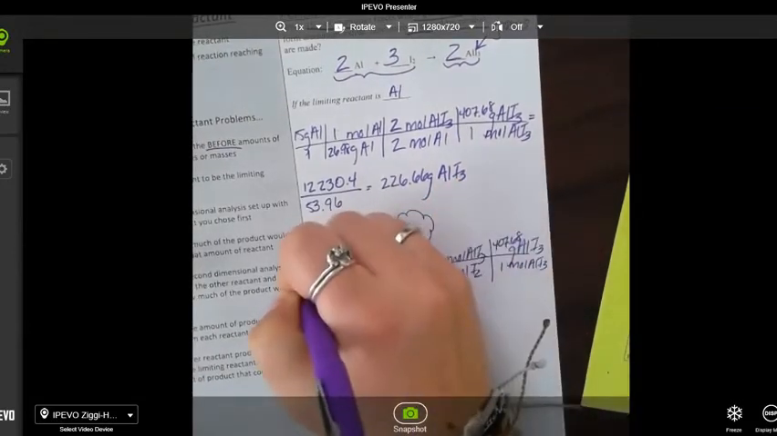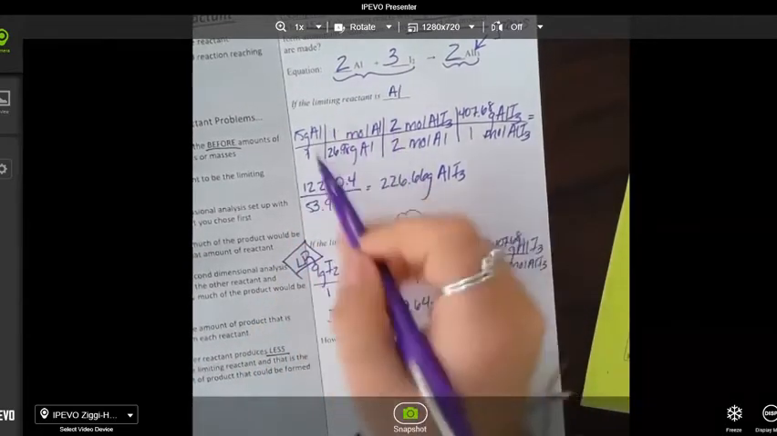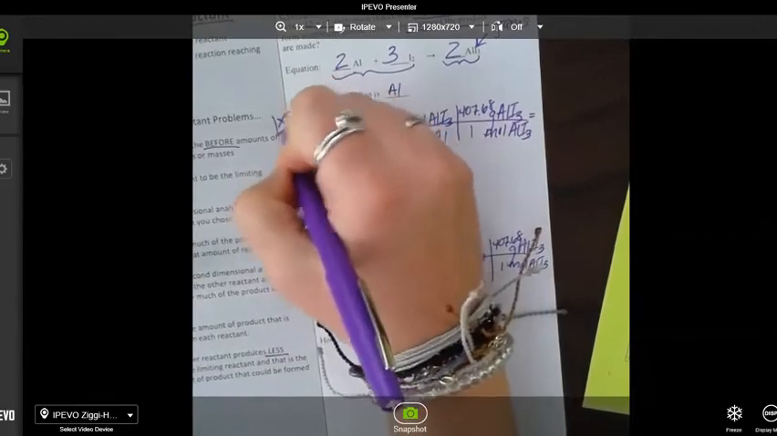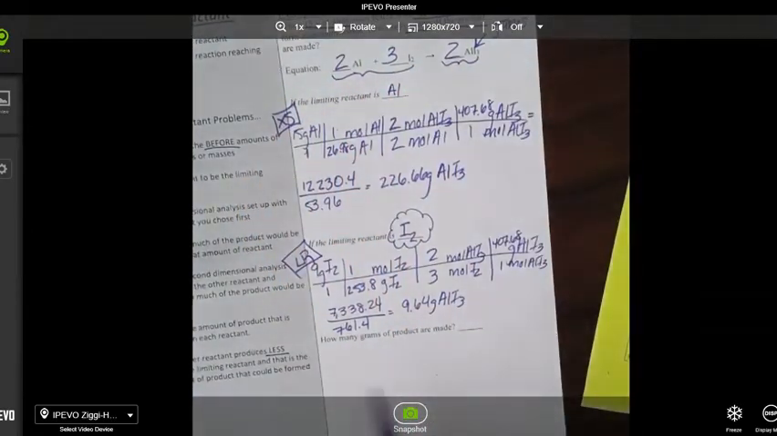This is my limiting reactant, and I'm going to abbreviate it with LR, which means that aluminum is my excess reactant, and I just abbreviate excess by XS. Okay, so then the question is, how many grams of product are made?